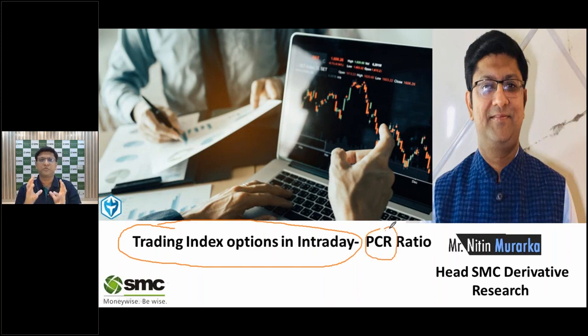So it is put call ratio, PCR ratio. अब PCR ratio दो तरीके का होता है, one is a weekly PCR ratio and one is intraday PCR ratio. So what is PCR ratio? PCR ratio का मतलब हो गया put call की जो outstanding open interest है उसकी जब हम रेशियो कैलकुलेट करते हैं that is called PCR ratio.